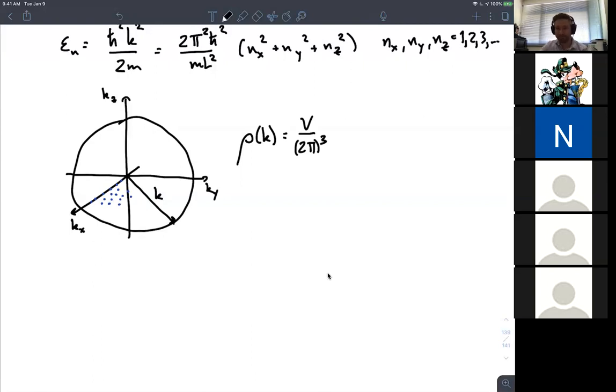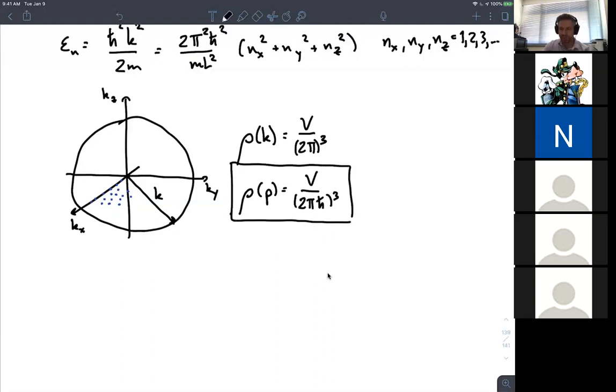And then if we express this in terms of the momentum instead of K, that just introduces a factor of h bar, because the de Broglie wavelength, lambda, is related to h bar K, and then lambda is related to the momentum. So we can express this in momentum space, like this. This is the density of points on our grid in momentum space.